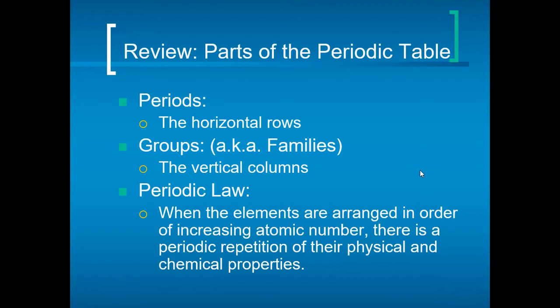And to remind you, the periodic law says that when elements are arranged in order of increasing atomic number, in other words, when they're arranged in order of increasing number of protons, like our periodic table is, you can see a periodic repetition of physical and chemical properties. You'll see a pattern that repeats every so often. That's called your periodic law, and that periodic law is what helps us arrange the periodic table. And it gives us a lot of information about the individual elements.